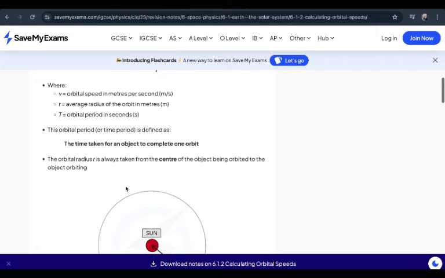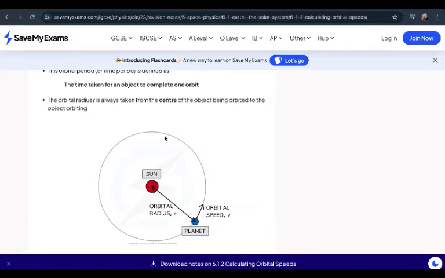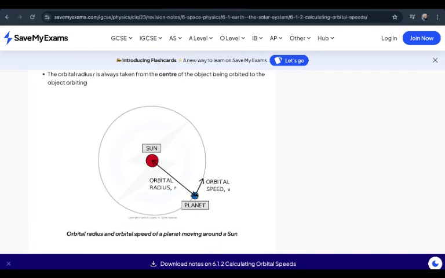Now this orbital period, or the time period, you used to hear time period in physics. We just use orbital because we're talking about space. Orbital period is defined as the time taken for an object to complete one orbit. One orbit means that you start from here, and then you move around and you reach where you started from. That time it takes for you to do that is called the orbital period, the time taken to complete one rotation or one revolution. Is that okay?